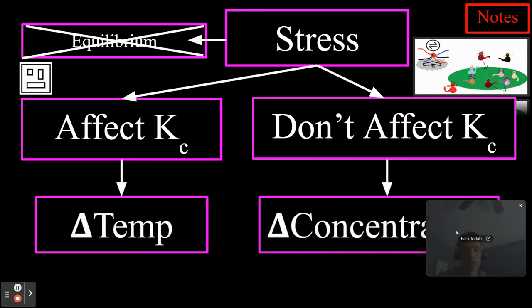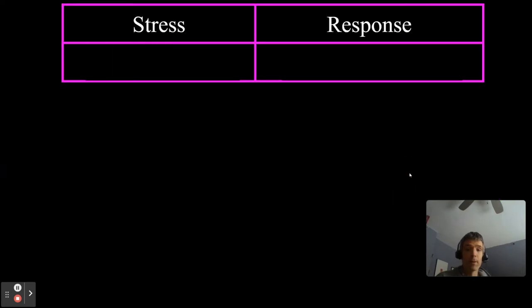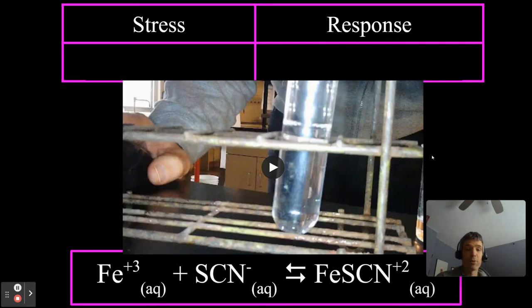I shouldn't have said two ways it will respond. It's two ways the stress either affects the K or doesn't. Those that affect the K are temperature related, and those that don't are concentration related. All right, so here's our first stress.